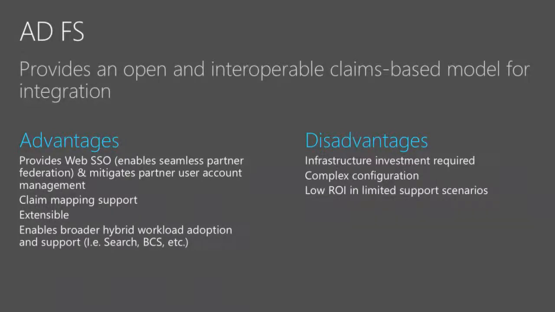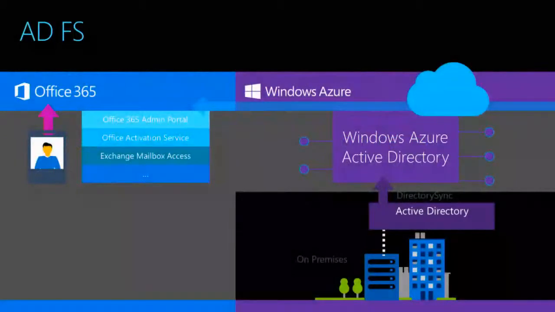But this gives us basically a way to enable hybrid scenarios and have that long-term identity coexistence with Microsoft. And we can start with directory sync and then move up to federated identity if we want to do so. But really, this should be the goal for every hybrid scenario, whether it's OneDrive, Search, BCS, etc. And we have another animation.